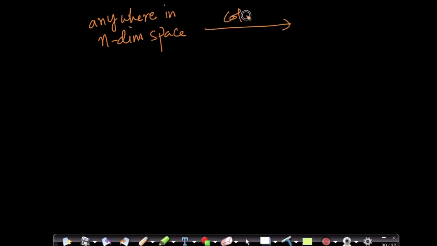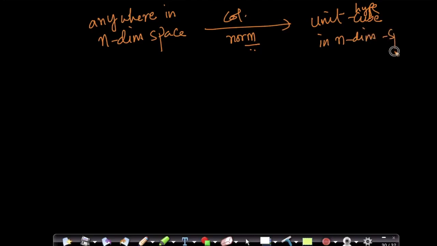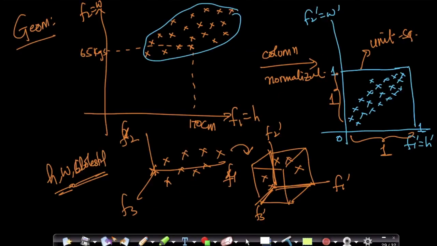So literally what column normalization does is it takes your data from n-dimensional space, where your data could lie anywhere, and puts all of the data in the unit hypercube, in the same n-dimensional space. It's basically compressing, or actually squishing, all of this data into a unit cube or a unit cuboid. We'll see why this is useful.